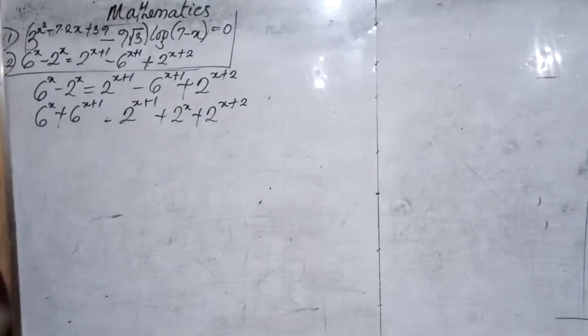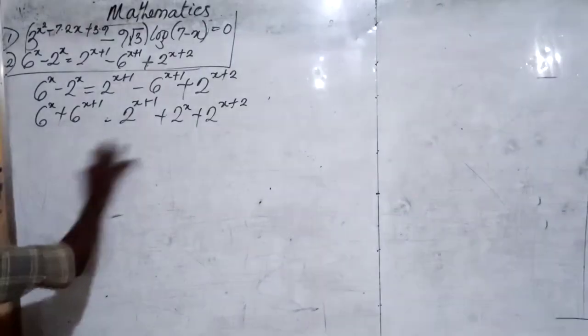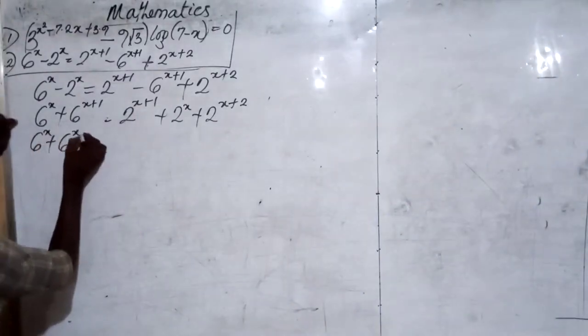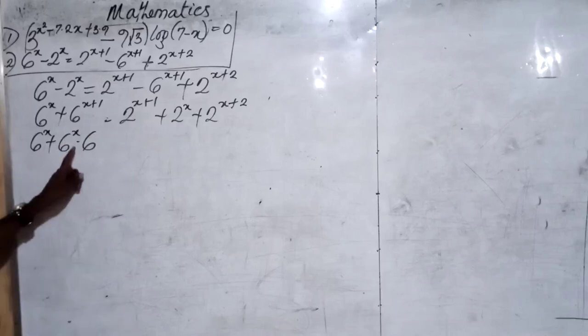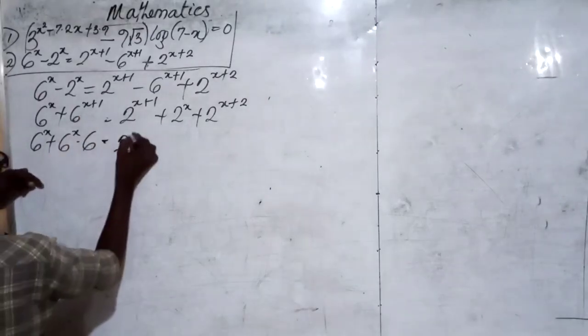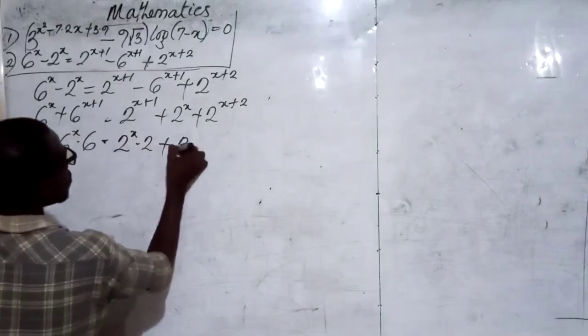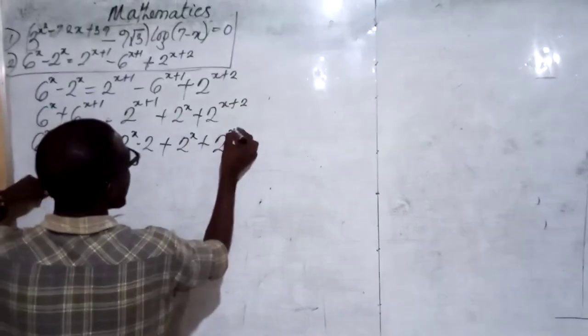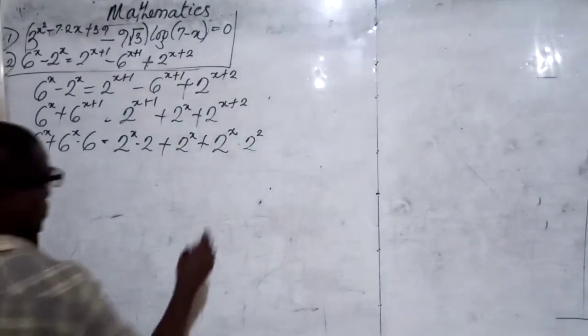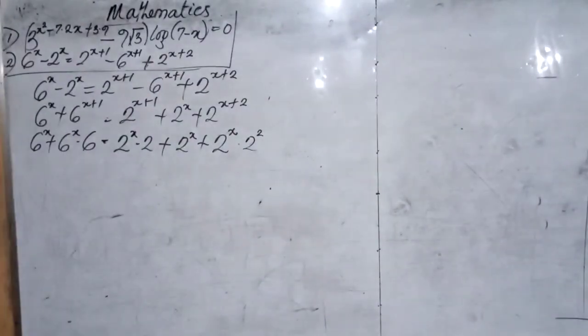Alright, so from here, what do we have? So let's break this apart. Let's break everything in full. So we have 6 raised to x plus 6 raised to x times 6, because this means times 6, right? Plus 1. Alright. So it's equal to 2 raised to x times 2 plus 2 raised to x times 2 squared. That is 4, isn't it? I mean, if you want to express in full.